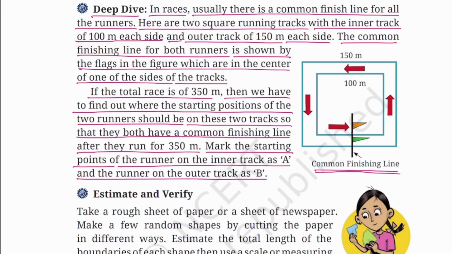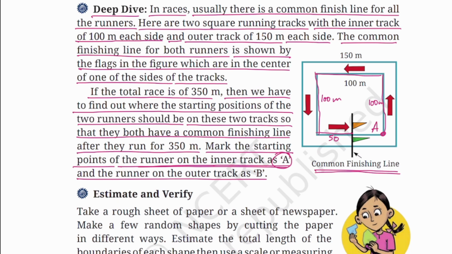For inner track, here 50 meter, then 100 meter, that will be 150, then again 100 added to it, 250, and again 100, 350. So for inner track the starting point will be here, so it should be marked A as said in the question. The starting point of the runner on the inner track is A.